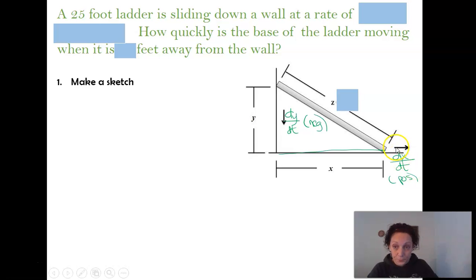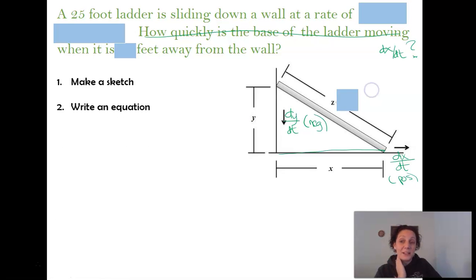Now, we also have this z value here, because this is the length of the ladder, and this is static, right? The length of the ladder is not changing. So we want to know, how quickly is the base of the ladder moving? That's dx/dt. That's my big question. And it says when it is blank feet away from the wall. All right, so first step is make a sketch.